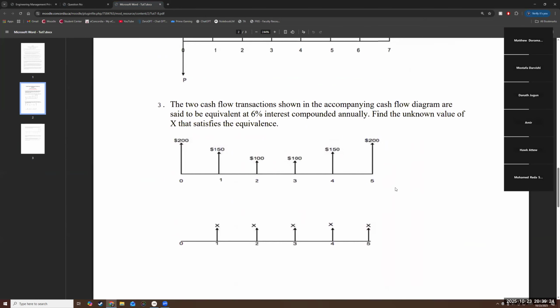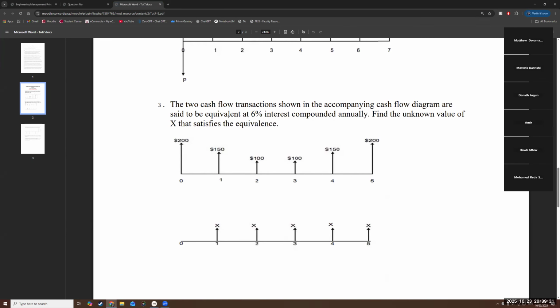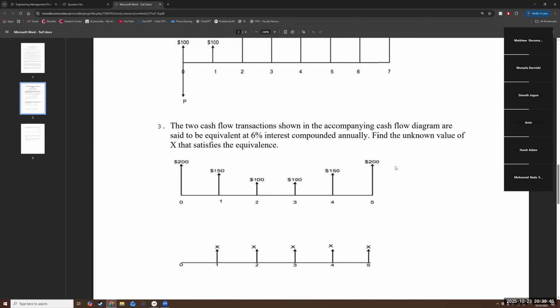Question 3. So it says the two cash flow transactions shown in the accompanying cash flow diagram are said to be equivalent at 6% interest compounded annually. Find the unknown value of X that satisfies the equivalence.